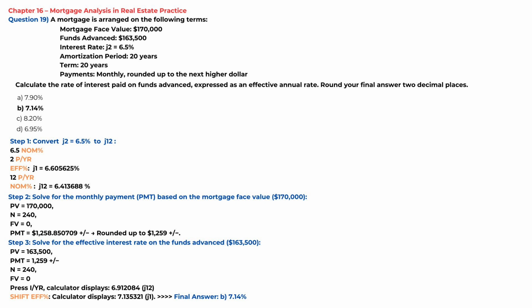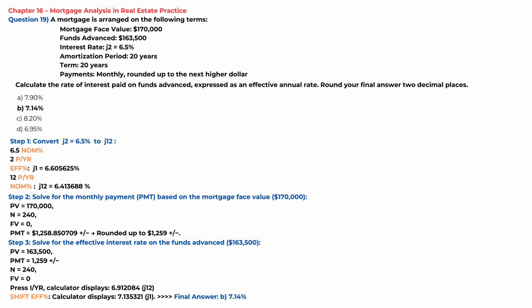Step 1. Convert J2 equals 6.5% to J12. 6.5 shift nom2 shift PYR. Shift effective. Calculator stores J1 equals 6.605625%. 12 shift PYR shift nom. Calculator displays J12 equals 6.413688.